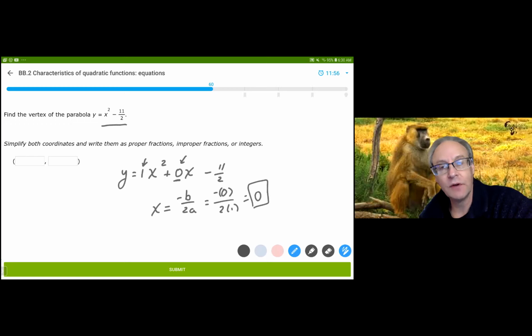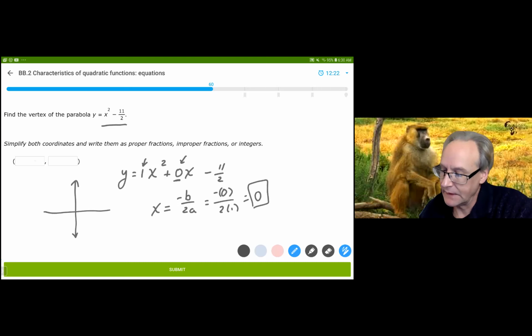Whenever you have no x term, your parabola's vertex is going to be on the y-axis because x will be 0, because b is 0. I know that's a lot of stuff, but anyway, it's going to be at 0. Now the question is, where's the vertex? Well, if it's where x equals 0, then when you put a 0 in there, you just get the negative 11 halves. So it's at negative 11 halves, which is negative 5 1/2, if you like. It's down here somewhere. And it's going to be this guy.